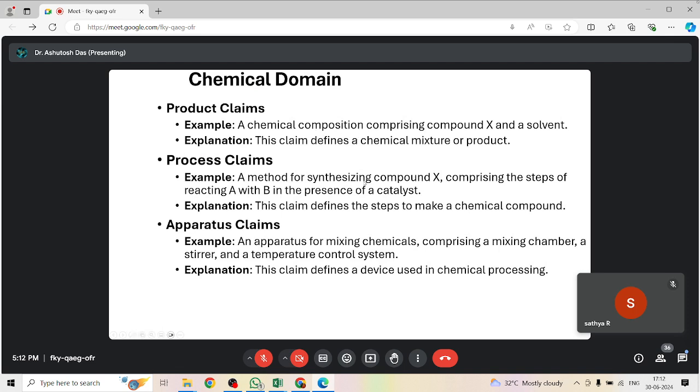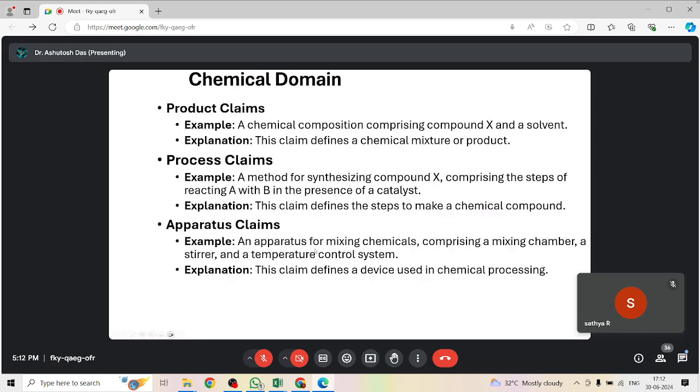Process: a method of synthesizing compound X, comprising the steps of reacting A with B in the presence of a catalyst. This is the process. Anyway, you can elaborate that in the dependent claims. So this is a process of doing that. You can write the environment or whatever the situation requires. You can write 'presence'. And what is the catalyst here?